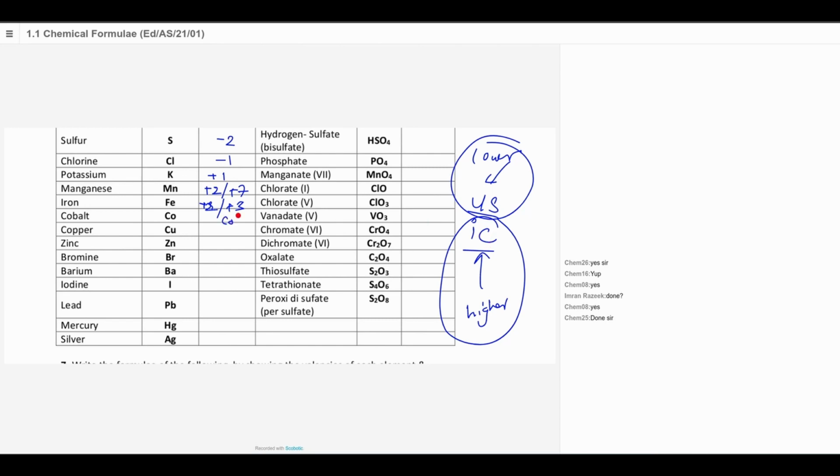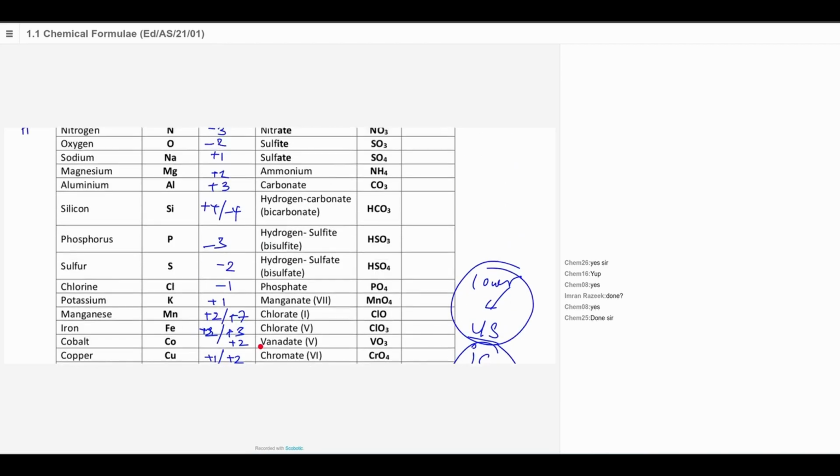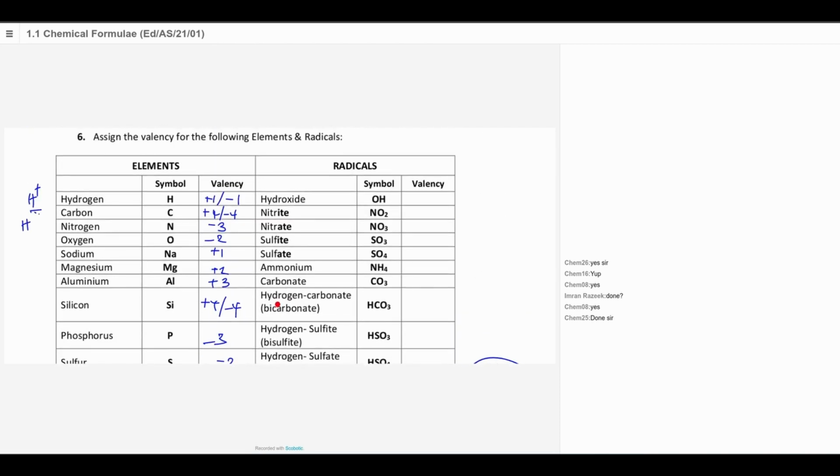So cobalt is +2. That's a common one. +1, +2. Zinc is +2. Zinc is not a multi-oxidation state element, even though it's in the D block. This is the valency of iron. Iodine is -1. Lead is +2 or +4. Mercury is +2 and silver is +1. Right? Please copy the valencies of these elements.